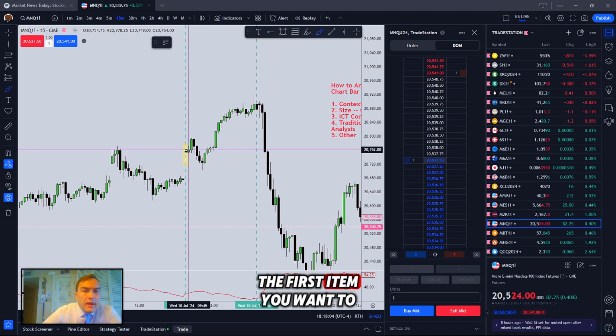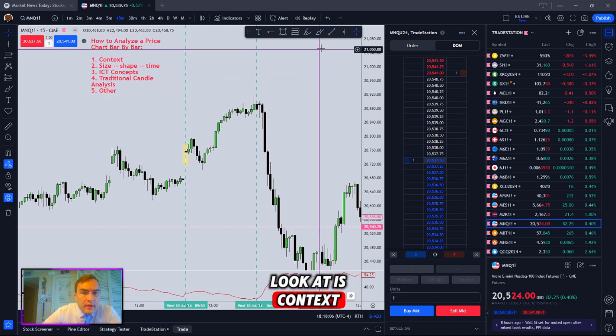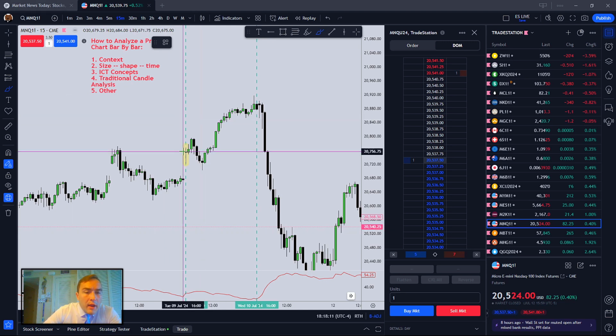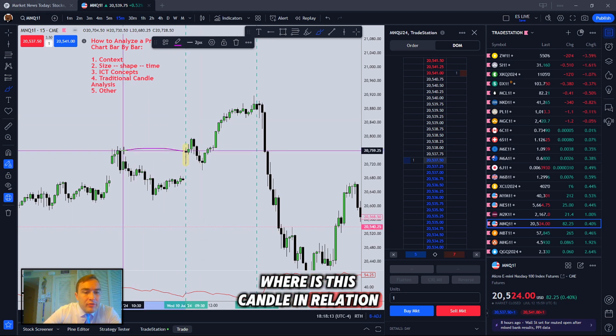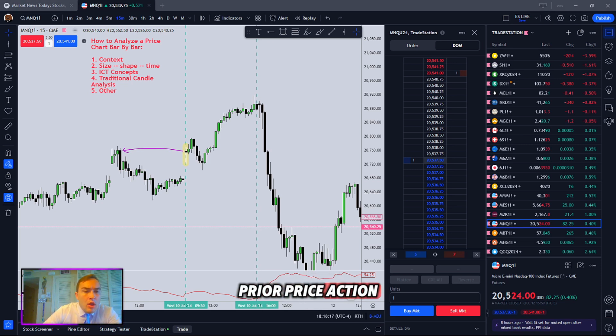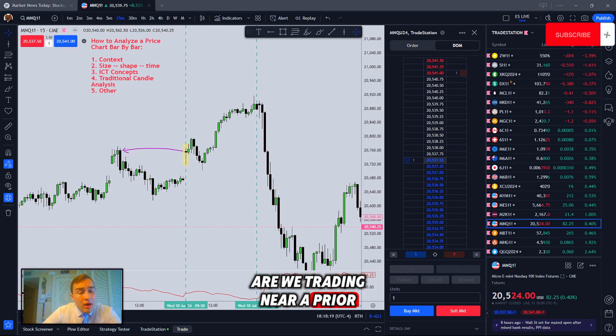So the first item you want to look at is context. What do I mean by context? Well, number one, where is this candle in relation to the left? Where is it in relation to prior price action? Are we trading near a prior high or a prior low? Are we trading within the middle of a prior trading range? Has the market been in this price area recently? That's what I mean by context.